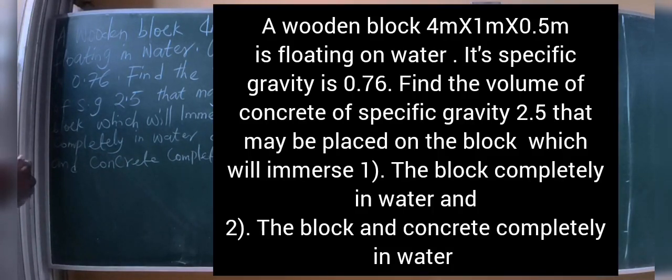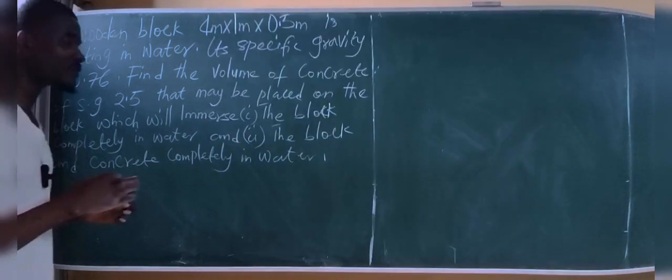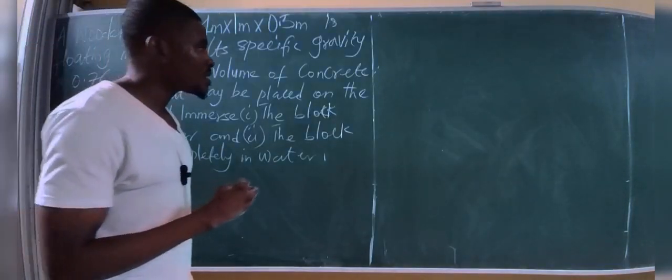Question says find the volume of concrete of specific gravity 2.5 that may be placed on the block, which will immerse 1. the block completely in water, and 2. the block and concrete completely in water. So this is a bit different from the first question we solved.